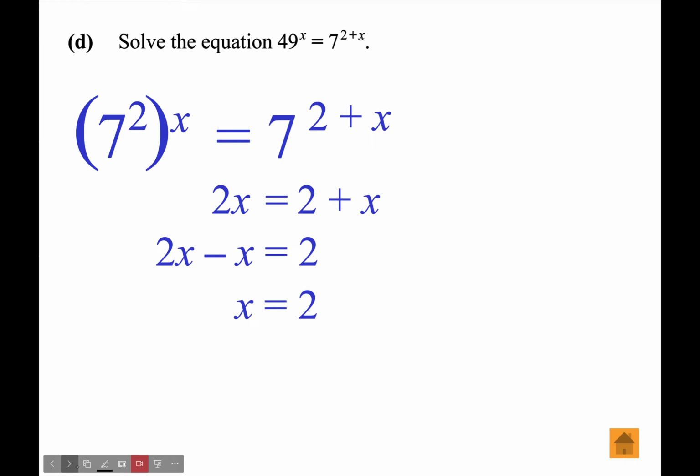So that's it. Those 4 questions based around indices. But as I said, each one by itself is straightforward enough, but you'd be surprised at how few students get them all right. So if you did, well done.